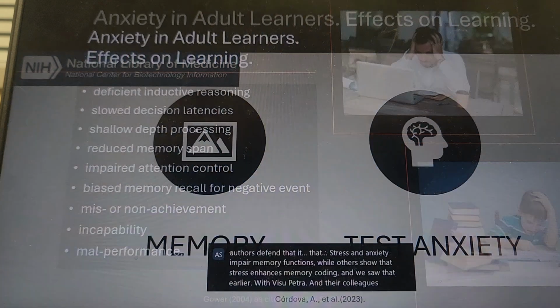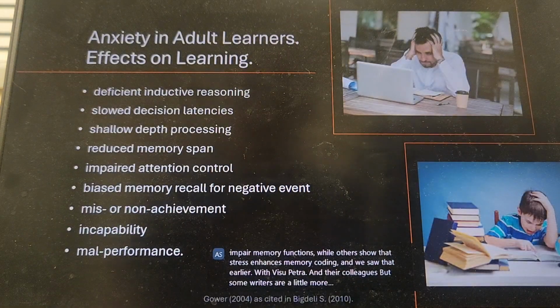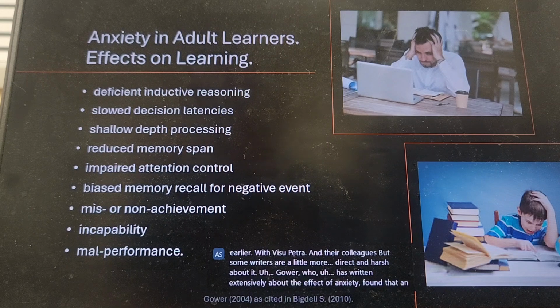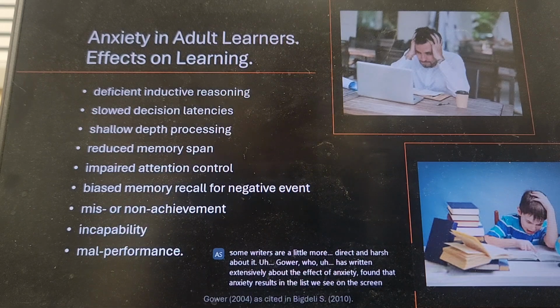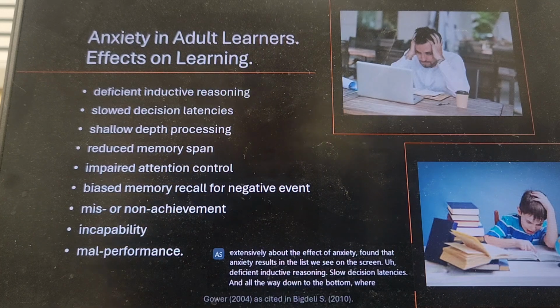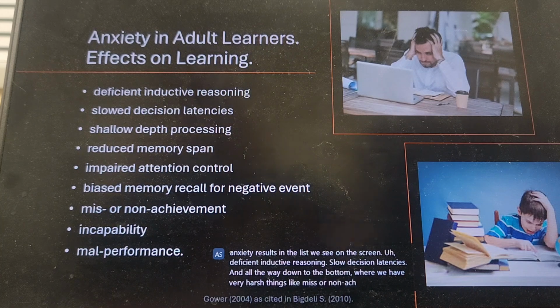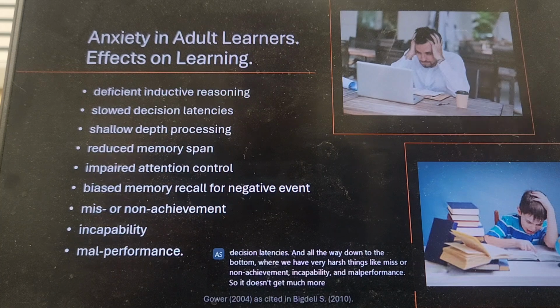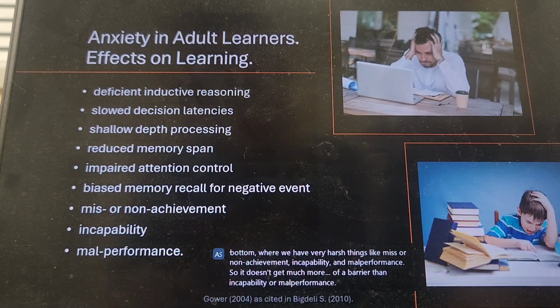But some writers are a little more direct and harsh about it. Gower, who has written extensively about the effect of anxiety, found that anxiety results in the list we see on the screen: deficient inductive reasoning, slowed decision latencies, and all the way down to the bottom where we have very harsh things like miss or non-achievement, incapability, and malperformance. So it doesn't get much more of a barrier than incapability or malperformance. That's quite a harsh effect.